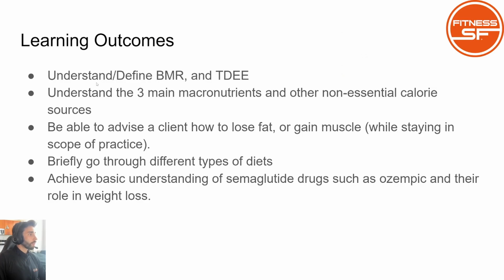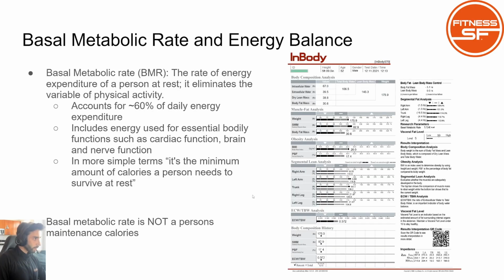So the learning outcomes are to understand and define BMR and TDEE, understand the three main macronutrients and other non-essential calorie sources, be able to advise the client how to lose fat or gain muscle, briefly go through different types of diets, and achieve basic understanding of semaglutide drugs such as Ozempic and their role in weight loss.